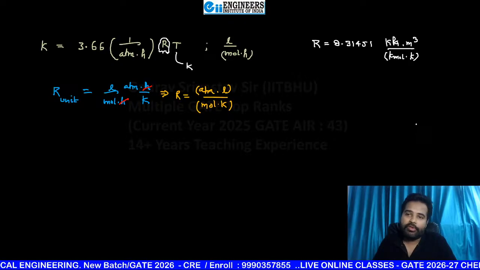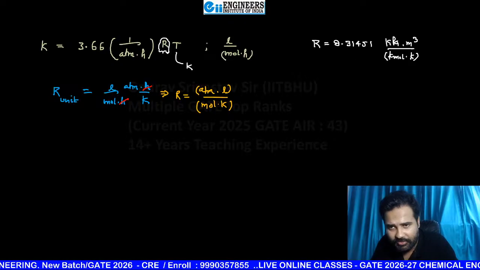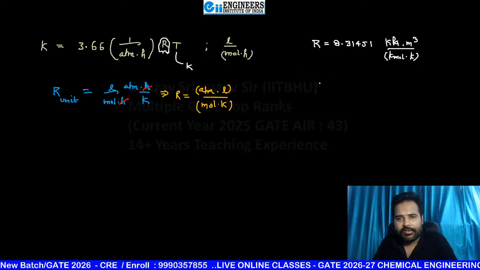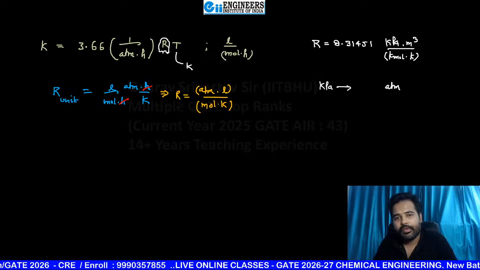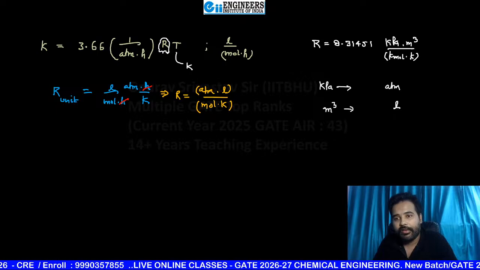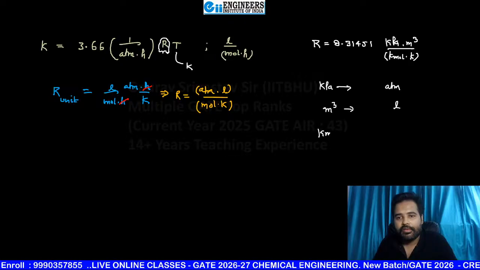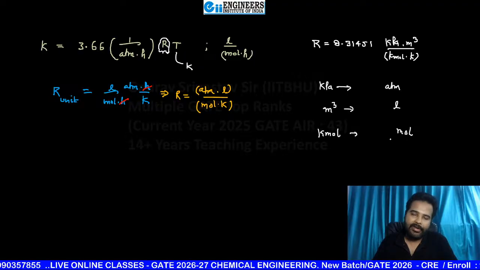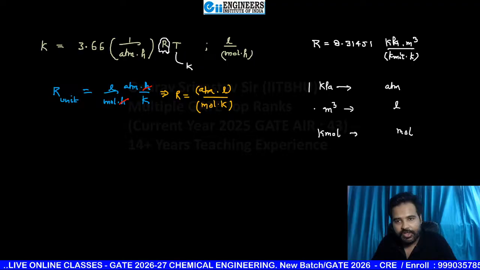So how to do the conversion? We already discussed this conversion in process calculation, but still, if you have not started, don't worry, no need to worry. Just see here. You want to convert kilopascal into atm, then meter cube into liter, then kilomole into mole. Kelvin to Kelvin, no conversion required. From this side you want to get this one, so write 1, 1, 1 here.